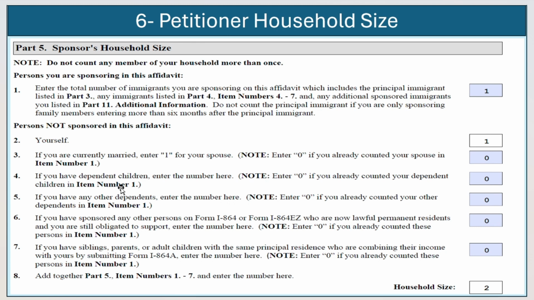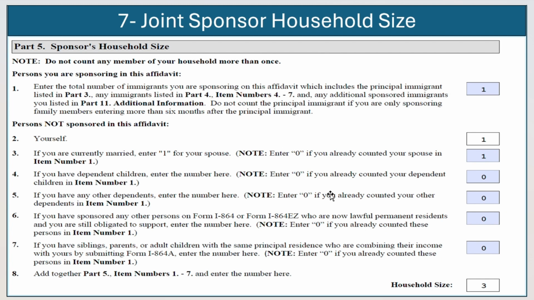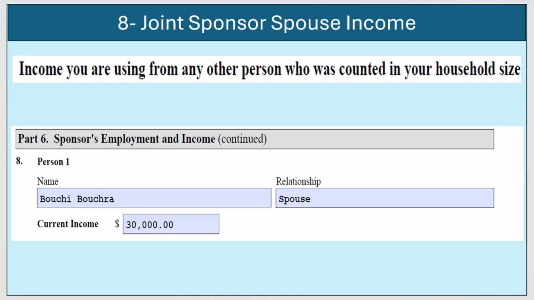Now let's go to the petitioner's household size. The household size for the petitioner with no children will be 2: the applicant and yourself, the petitioner. Now let's go to the household size for the joint sponsor. It will be 3 with no children: the applicant, the joint sponsor, and the spouse.